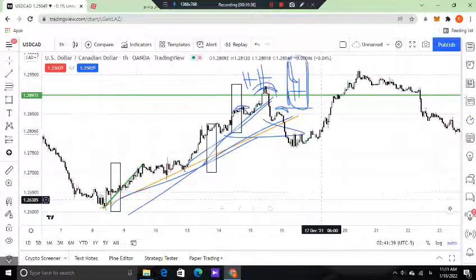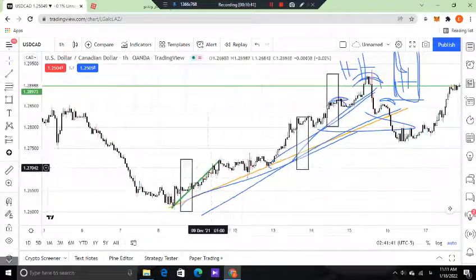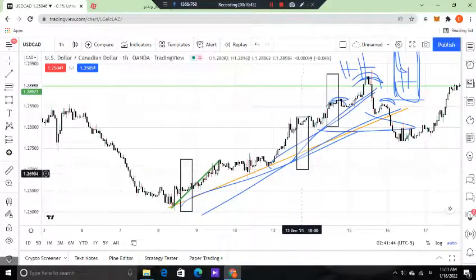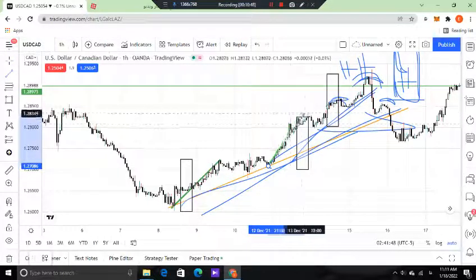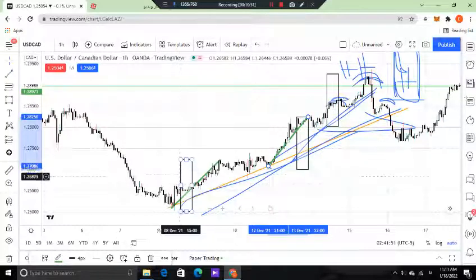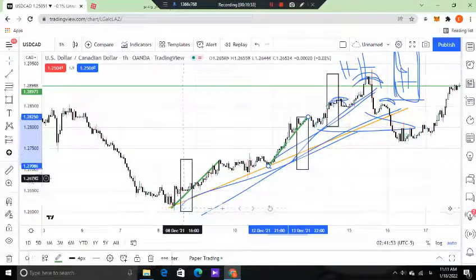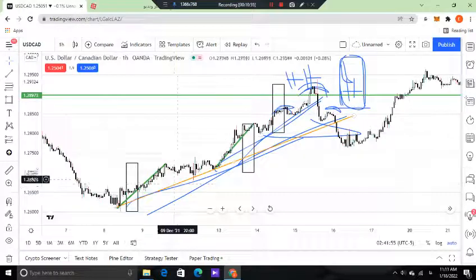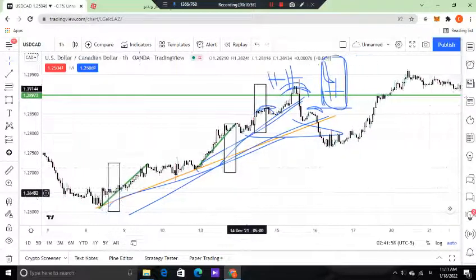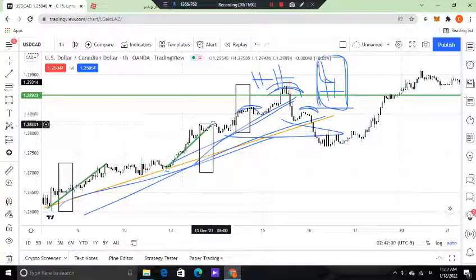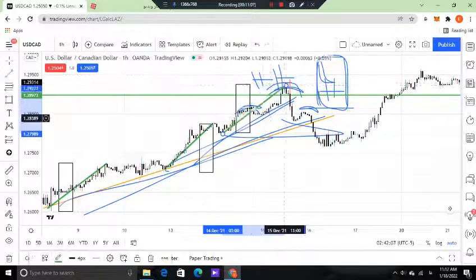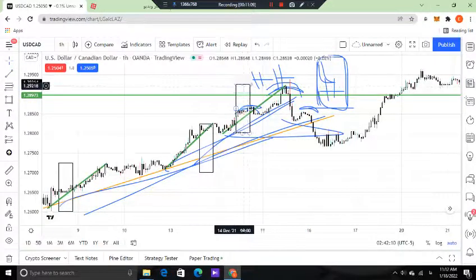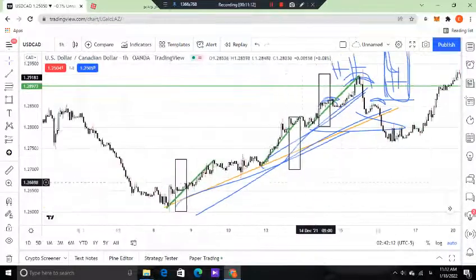Make it more clear. If you consider this one as the first leg, and this as a pullback, and this one as your second leg, it's as high as this first leg. I just copy paste this, and after the pullback, this one is your third leg. You can see the target here at this level.